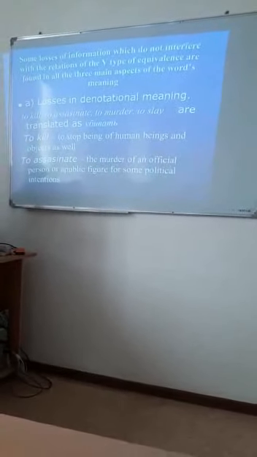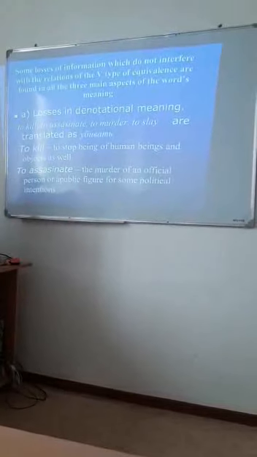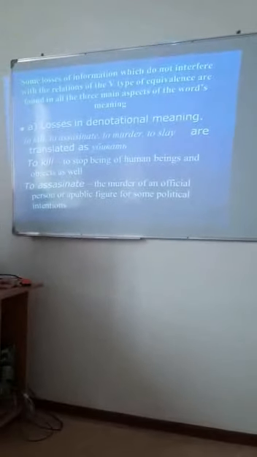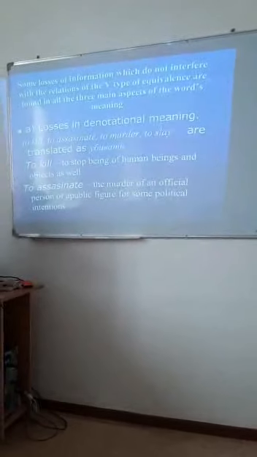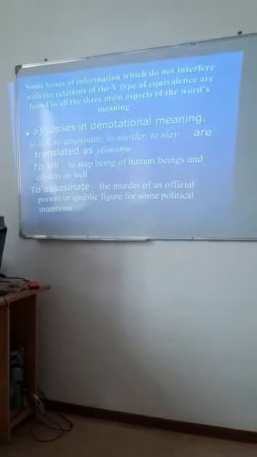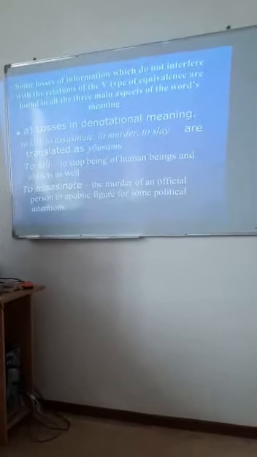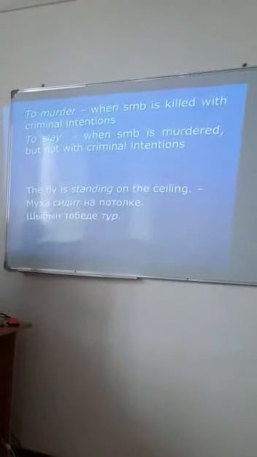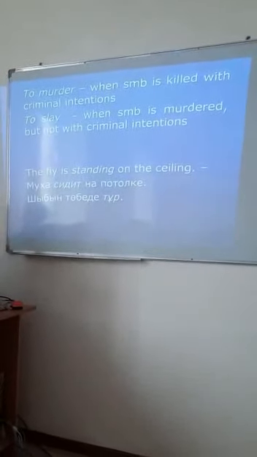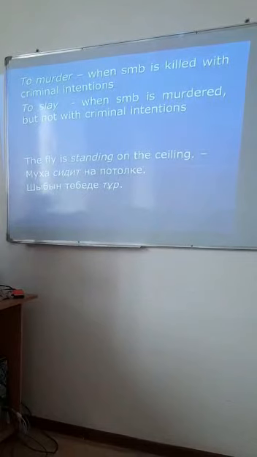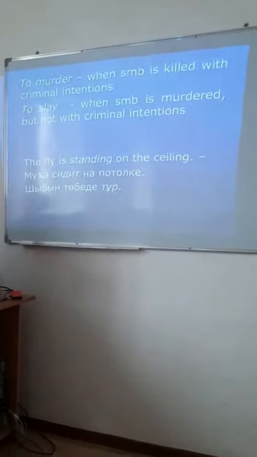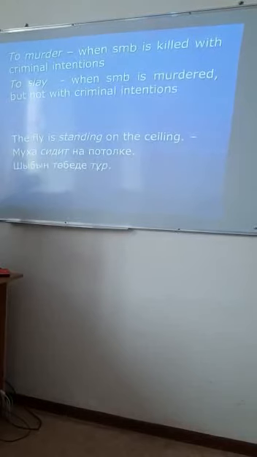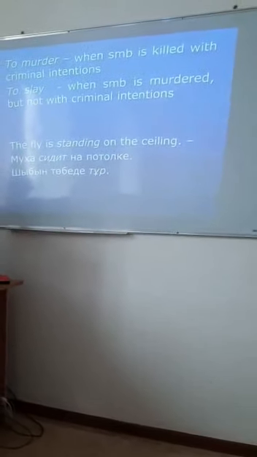For example, to kill, to assassinate, to murder, to slay, these English words are translated into Russian as убивать, though each of them has its own denotational meaning. For example, to kill means to stop the being of human beings and objects as well, and to assassinate is the murder of an official person or a public figure for some political intentions. To murder, when somebody is killed with criminal intentions, we use this word, and to slay, when somebody is murdered but not with criminal intentions. But unfortunately, we translate them as убивать, one word.